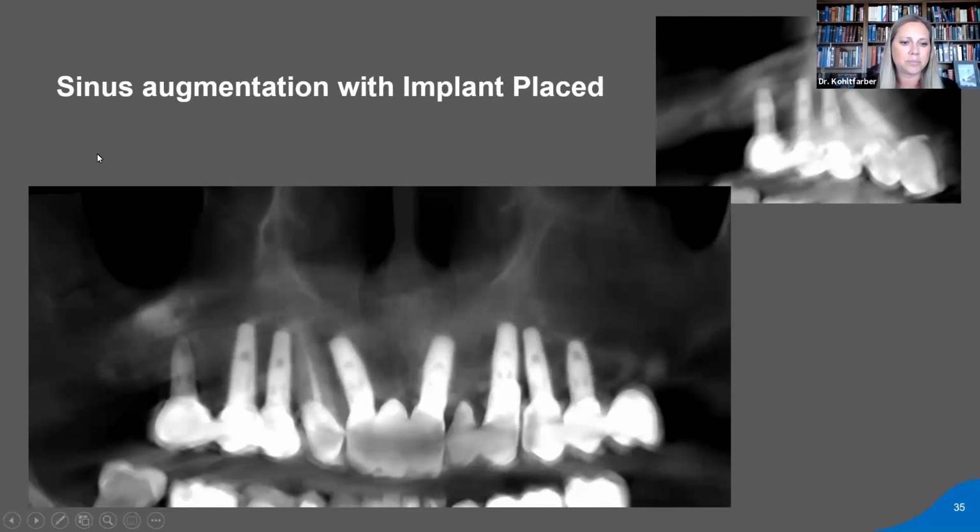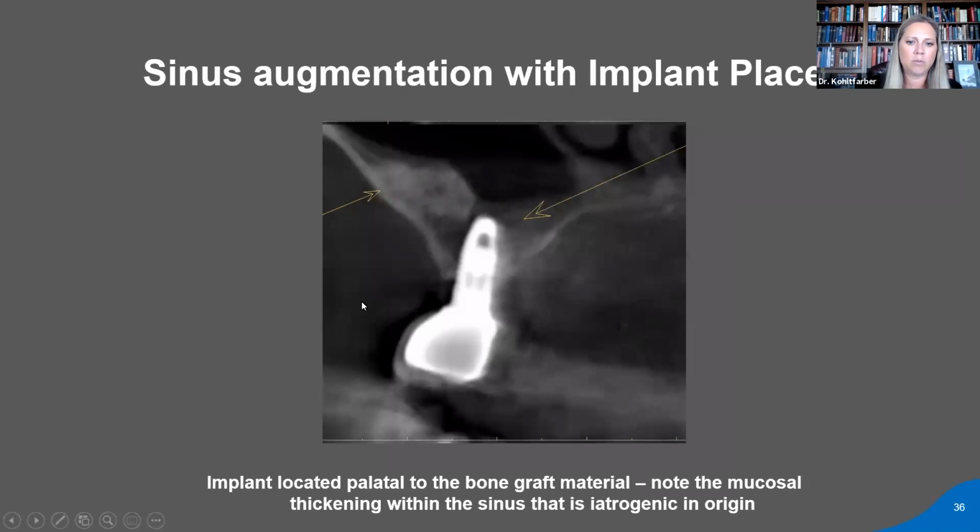All right. This was a sinus augmentation with implant placed. This is our 2D image. It looks pretty good. Looks like we placed our implant exactly where we wanted it to go. And yet when we're looking at our coronal sections, you can see that the augmentation is actually buccal to the implant, and the implant has been placed lingual. We actually have very minimal bone holding that implant in place. And of course, we have a mucosal thickening, letting us know that we have an inflammatory process.